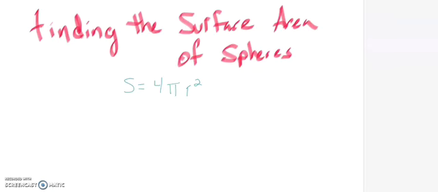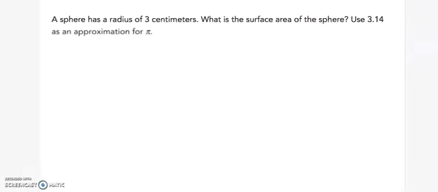Hi, boys and girls. Today we are going to learn about finding the surface area of spheres. And the formula is here. Surface area equals 4 pi r squared. That's it. So it's pretty straightforward. We fill in things we know and then we solve it. So let's go get some of these done.